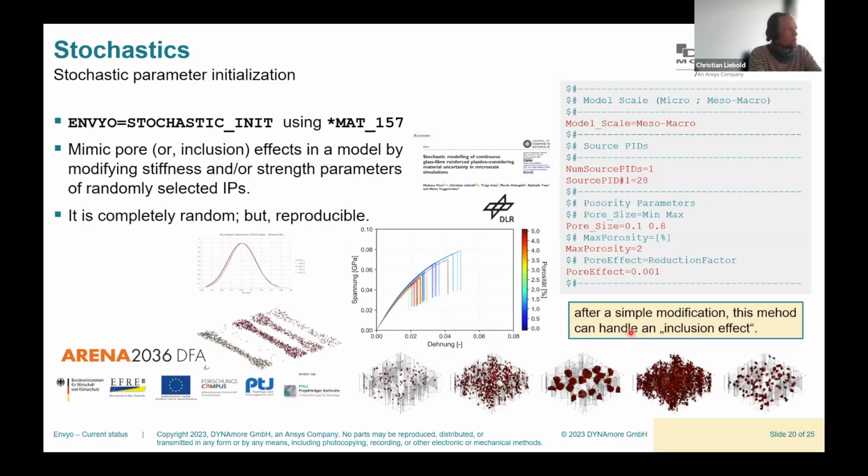Last but not least, we've been working on stochastic initialization. So you can provide ENVYO with a mesh, and you can provide a stochastic distribution using MAT 157, and it will either reduce the material properties or create pores in specific representative volume elements. And here you see some examples from a paper which we've published together with the DLR, which shows these pores, and also an evaluation of stress versus strain for RVEs with different influences from the inclusions.